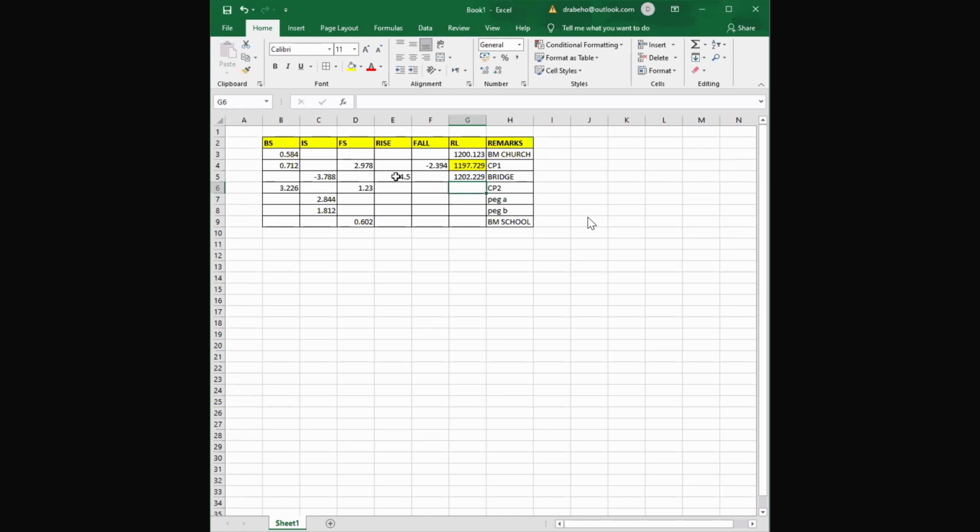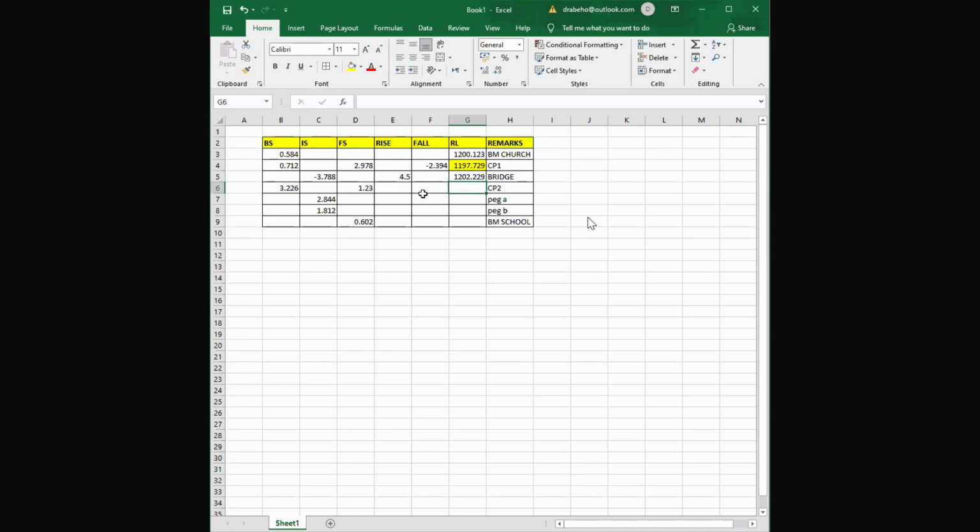Cassidy, can you confirm that? Is that the reduced level you have for the bridge? Yes, it's the one.